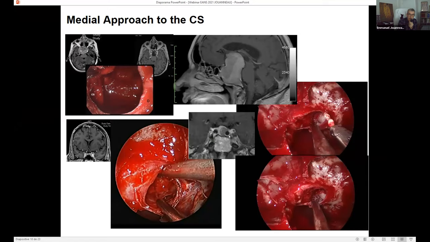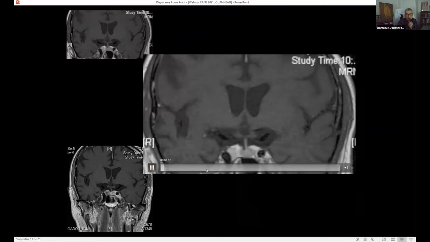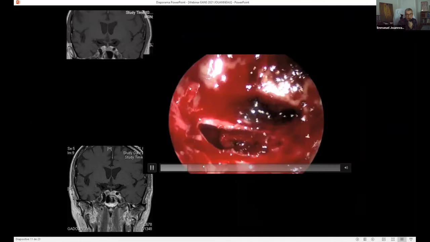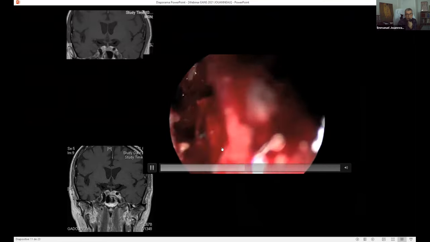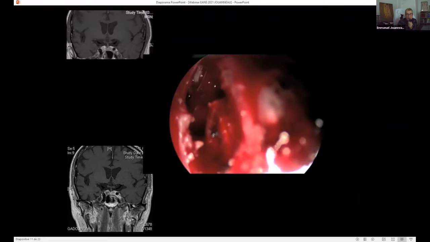And for a few years now, we try to improve our results with more experience. Like in this case, probably there is a microscopic invasion of the medial wall of the cavernous sinus, so you can remove the tumor and afterwards split the medial wall of the cavernous sinus to remove it, to try to improve our result. So the medial approach is a good approach, and sometimes you have to operate inside the cavernous sinus. Like in this case, a colleague with a corticotroph adenoma. The pituitary adenoma was inside the cavernous sinus, so we removed the medial wall of the cavernous sinus and got inside. Here is the sixth nerve at the end. So it's the only way and the only means to cure the patients.